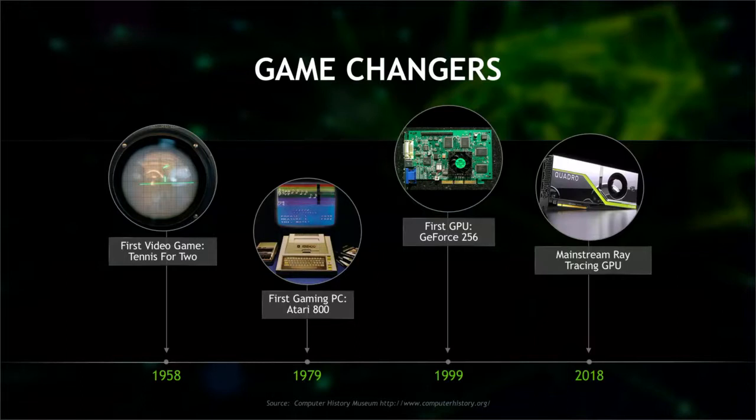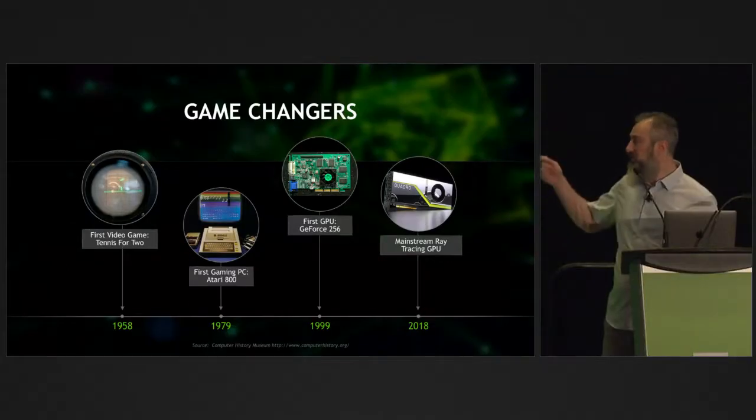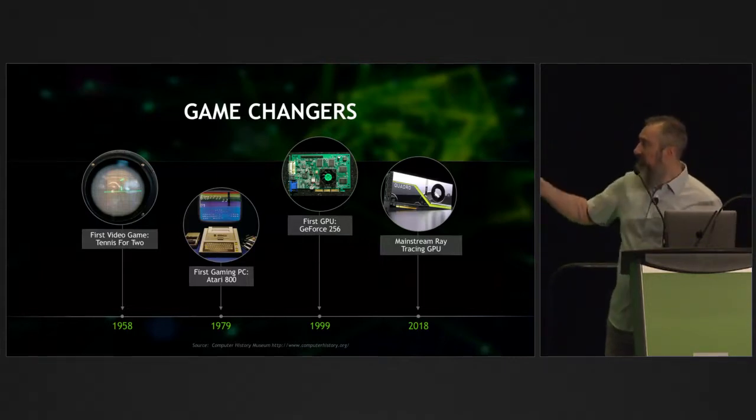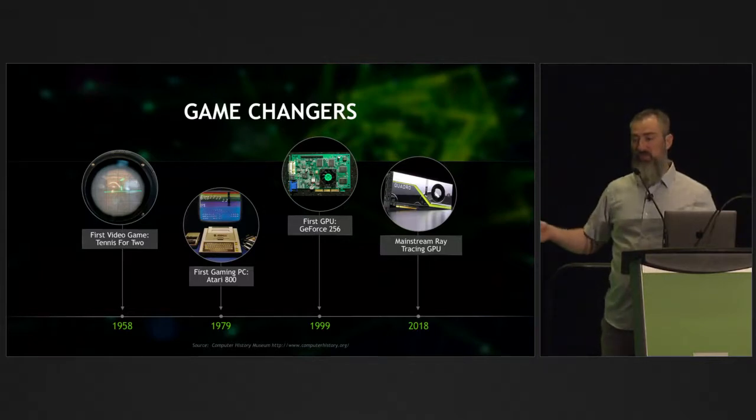This isn't business as usual. This isn't a small bump. This isn't the next product cycle and a tiny feature. Okay? This is, today, real-time ray tracing and Turing. It's like in 1999 when programmable shading came.